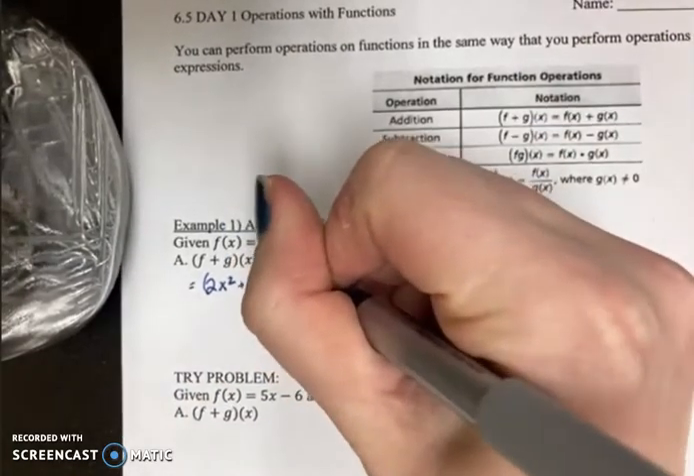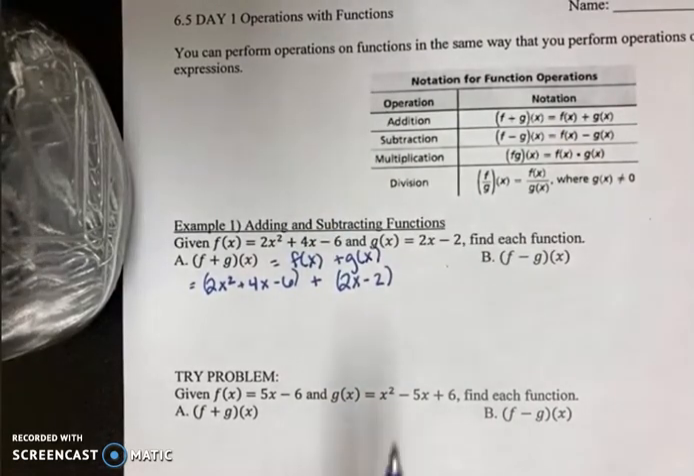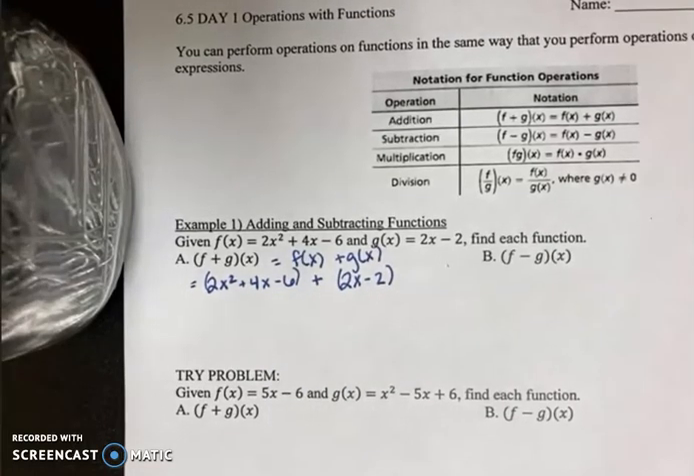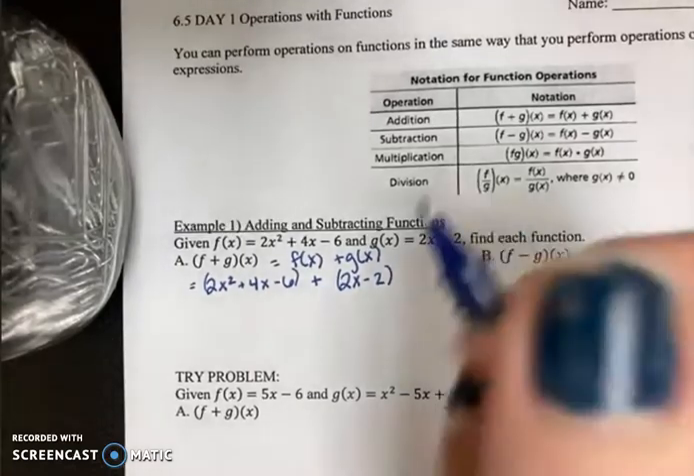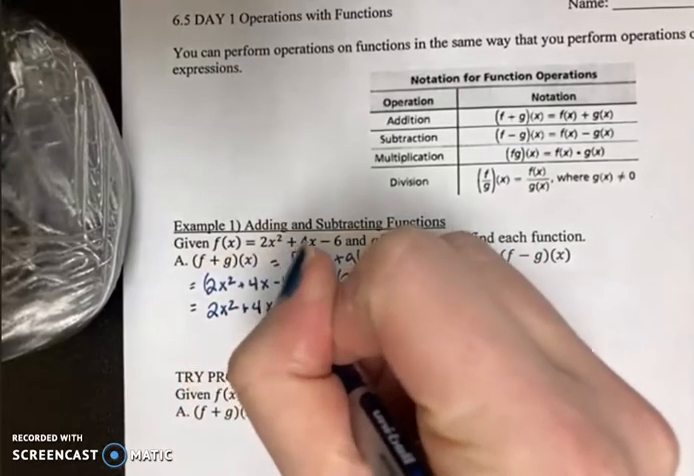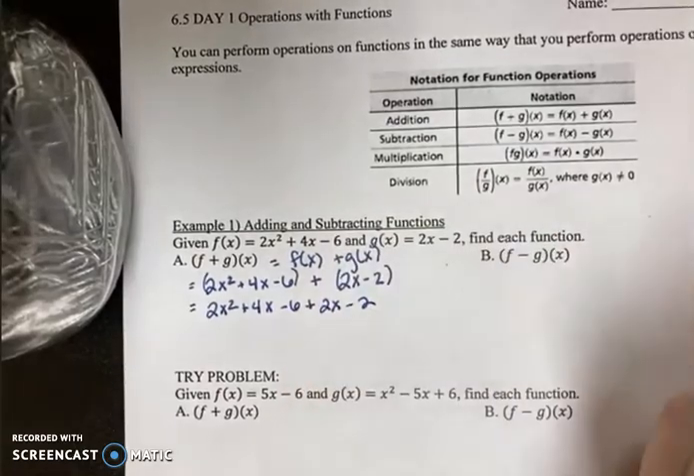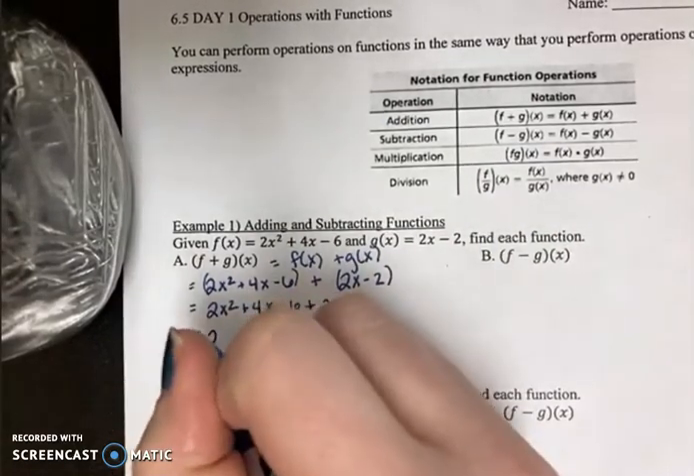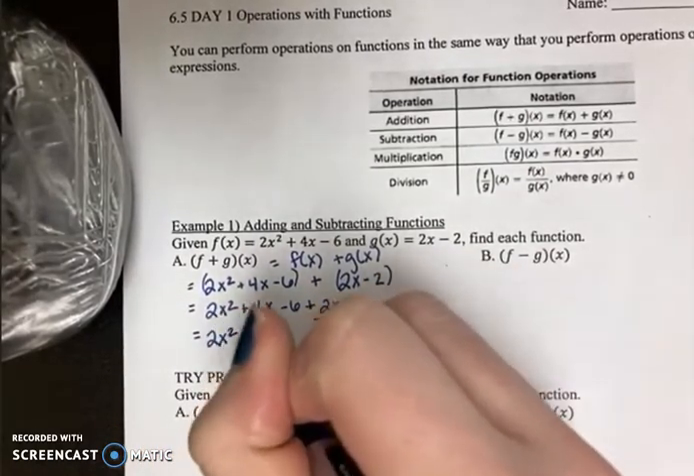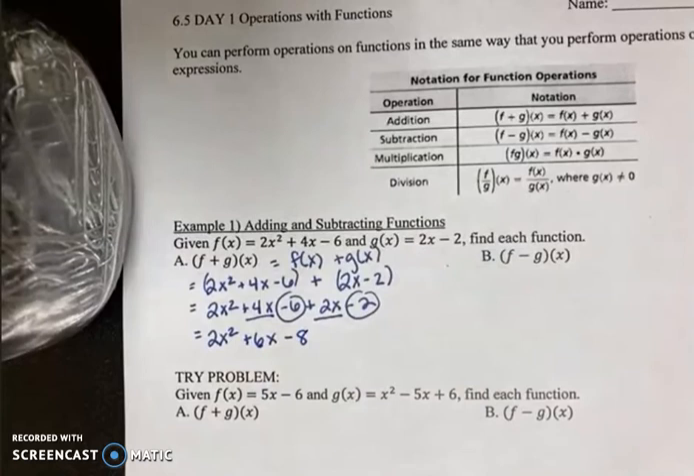So once again, we did f of x plus g of x. Because this is addition, we don't have to worry about changing any of the signs. All we have to do at this point is combine like terms. I can get rid of these parentheses and keep all the signs, so plus 2x minus 2. I only have a 2x squared, that stays the same. I have a 4x and a 2x, so that becomes plus 6x. And then I have minus 6 and minus 2, which becomes a negative 8.